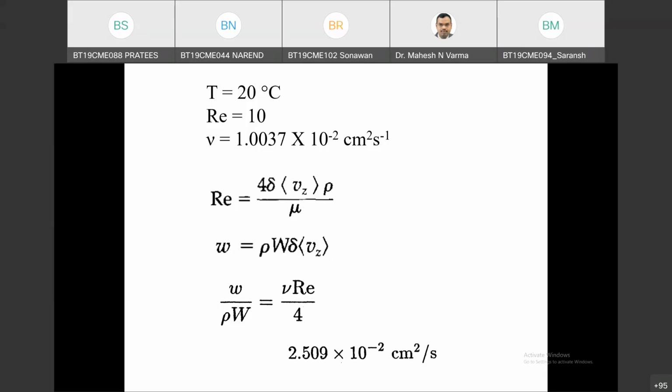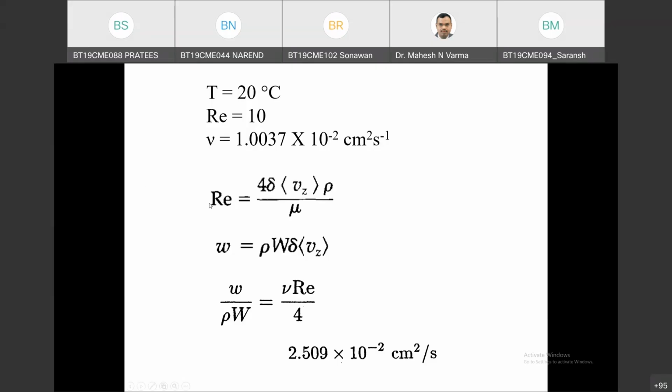Excuse me, sir. Sir, how is this 4 coming in the denominator? Actually, sir, here the characteristic length should be delta, na? In Reynolds number. No. This is defined for that modeling of flow over a flat plate. If you remember, 4 delta is taken as a characteristic length.